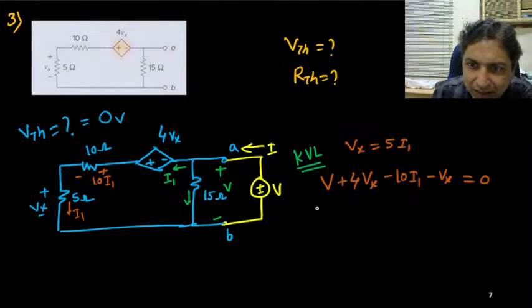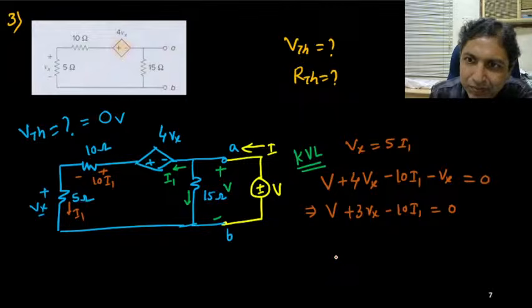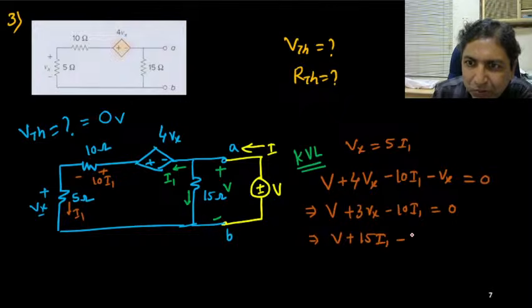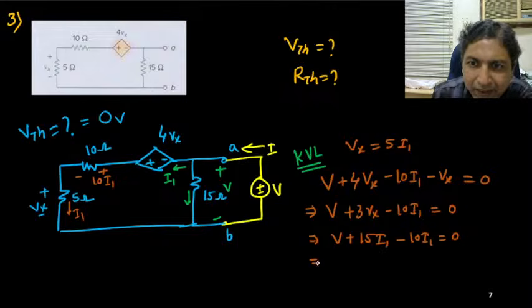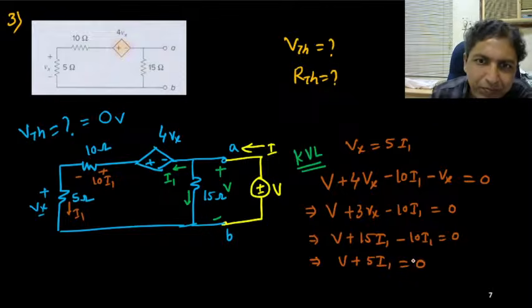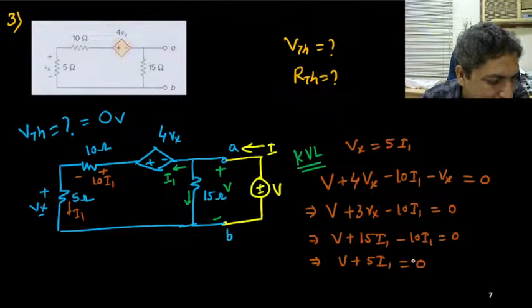Okay. So if I simplify this thing, this is V, this is 4Vx minus Vx. This is 3Vx minus 10I1, and that is equal to 0. So Vx equals 5I1, that I replace. So V plus, this is your 15I1 minus 10I1, and that is equal to 0. Okay, that implies V plus 5I1 equals 0. Is it okay?